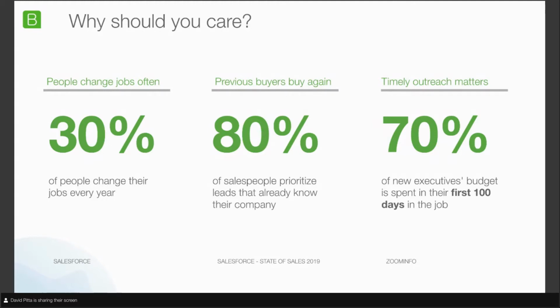And there are a few statistics that I really like, and one of these is how much timeliness actually matters. And we know this, like when we start a new role and there's a new executive, the first thing we do is we evaluate the situation we've been given. So what are the tools that I need? What are the people that I need? What are the processes that I need to be successful on the job? And that's why new executives spend 70% of their budget in the first 100 days.